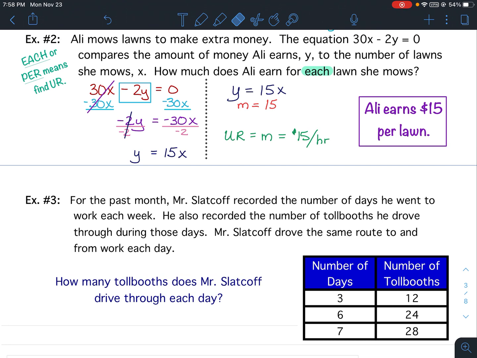Okay, so one type of problem they will give you is an equation. If they give you the equation, you solve for y. Solving for y puts it in slope-intercept form. And once you have it in slope-intercept form, your slope is the number in front of x, or the coefficient of x. And therefore, if you know the slope, you know the unit rate. If you have any questions on example number 2, please do not hesitate to ask.